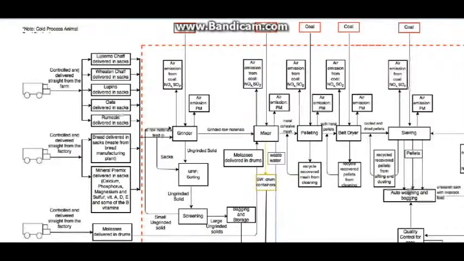The ungrinded solid also goes straight to the MRF. The output for the grinder are grinded raw materials which go straight in the mixer.